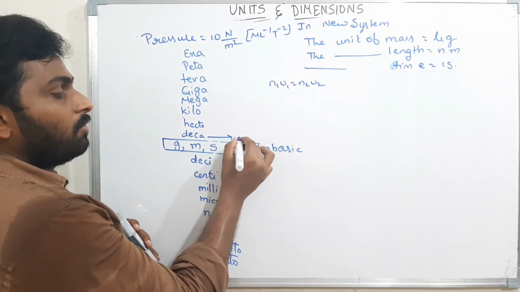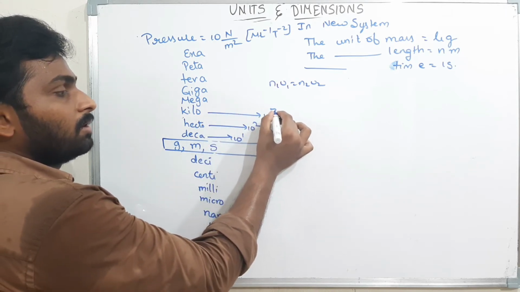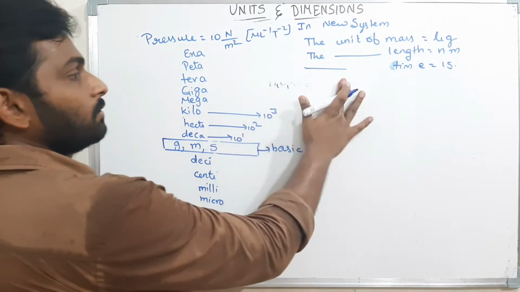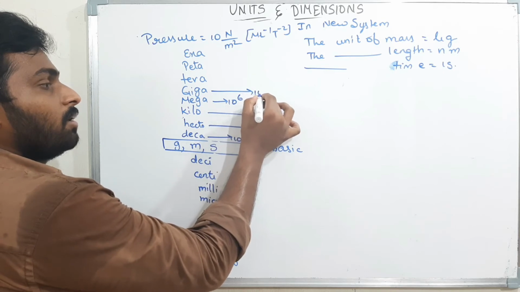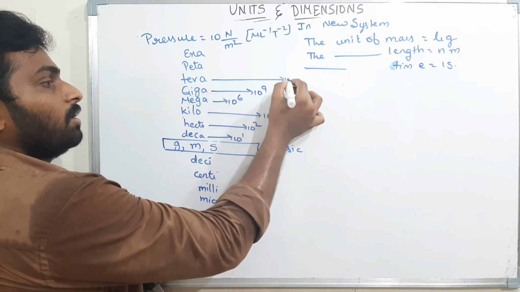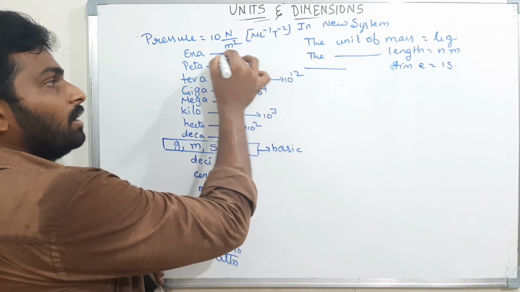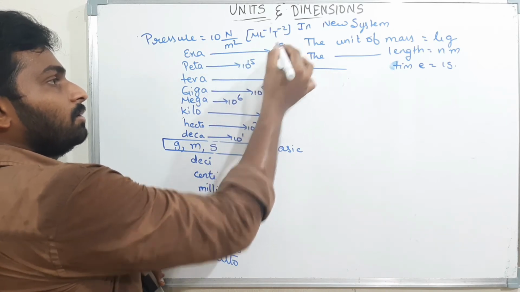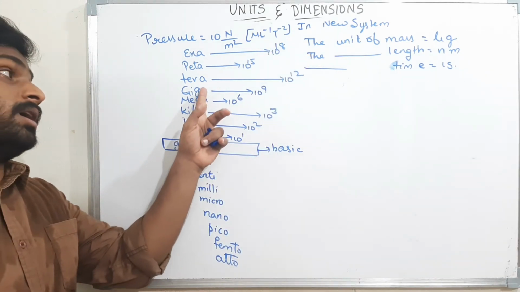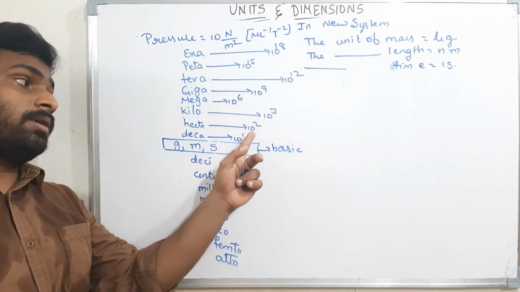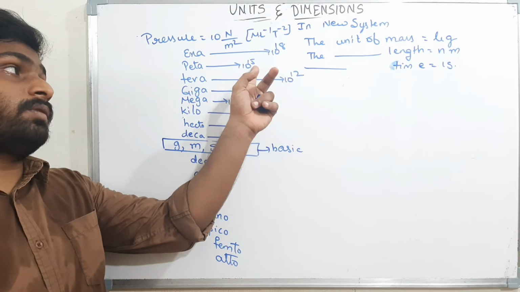Deca means 10 power 1, hecto means 10 power 2, kilo means 10 power 3. Next, mega means 10 power 6, giga means 10 power 9, tera means 10 power 12, peta means 10 power 15, and hexa means 10 power 18. So: 10 power 1, 10 power 2, 10 power 3, and from here in multiples of 3: 10 power 6, 10 power 9, 10 power 12, 10 power 15, 10 power 18.